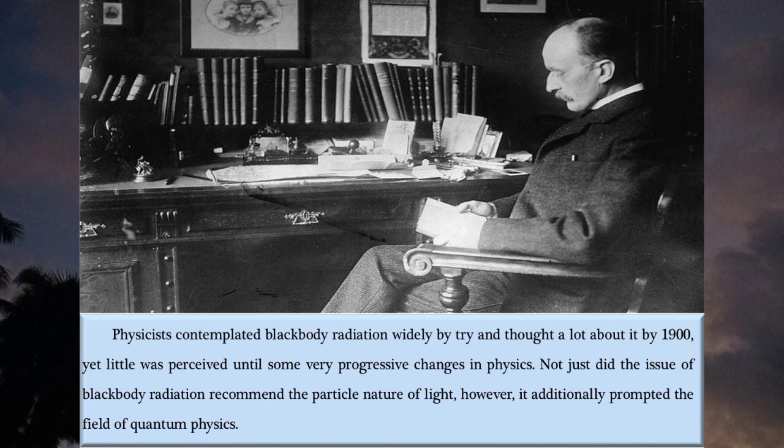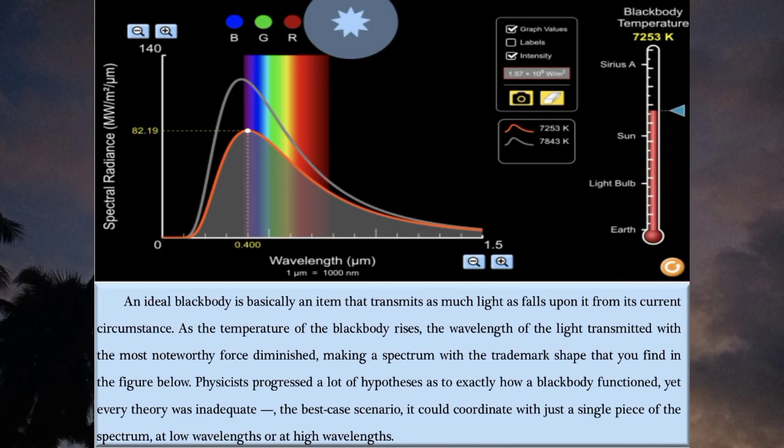field of quantum physics. An ideal blackbody is basically an item that absorbs as much light as falls upon it from its surroundings. As the temperature of the blackbody rises, the wavelength of the light emitted with the most noteworthy intensity decreases, making a spectrum with a characteristic shape.